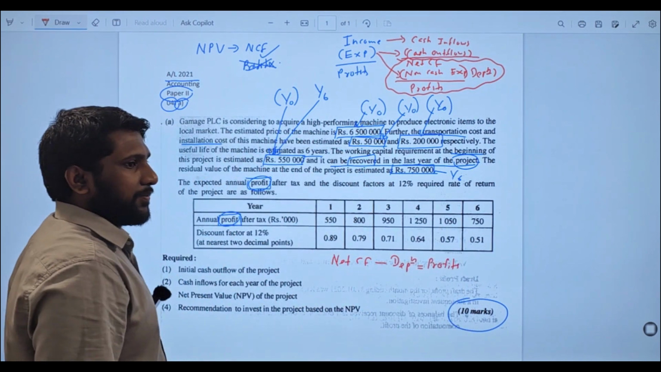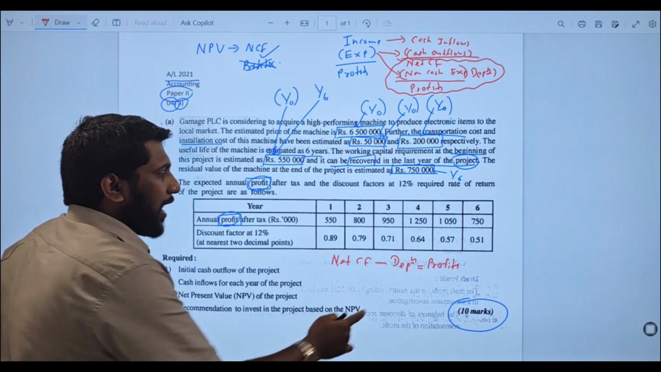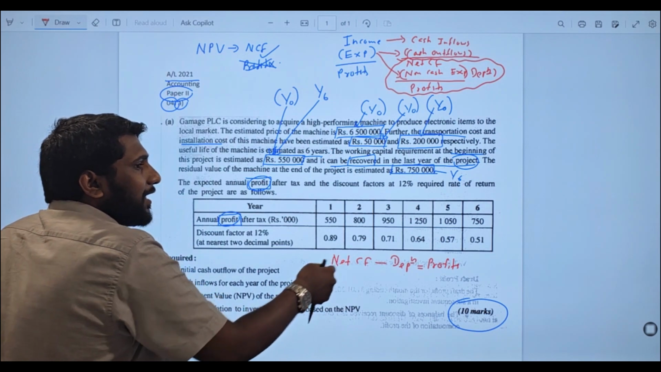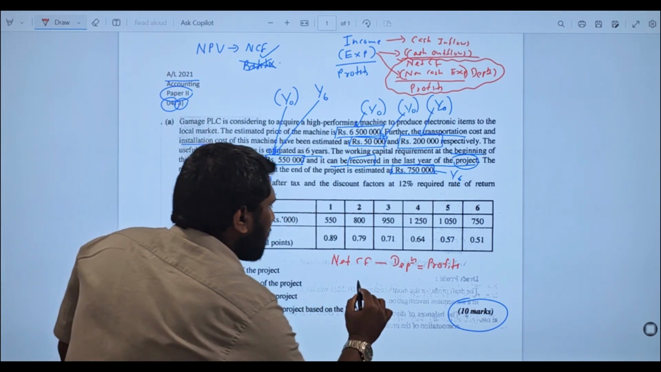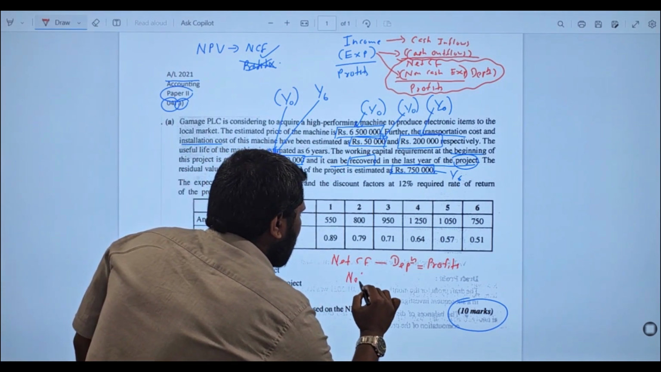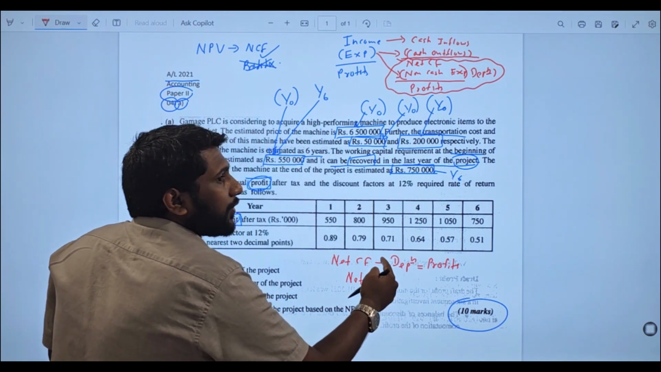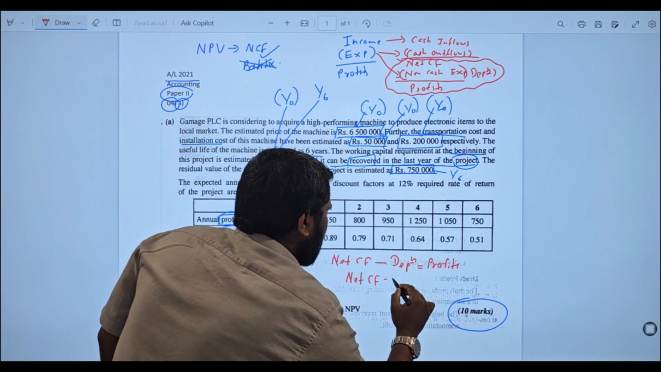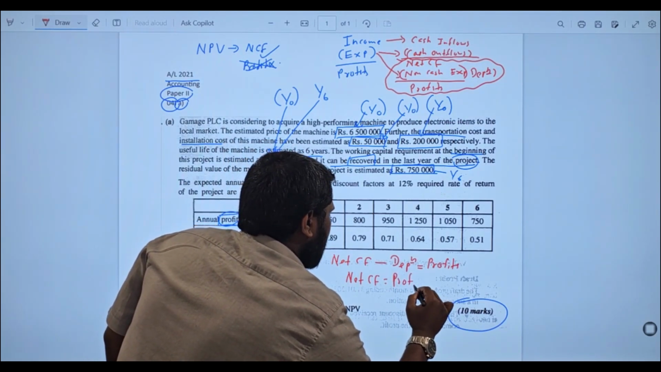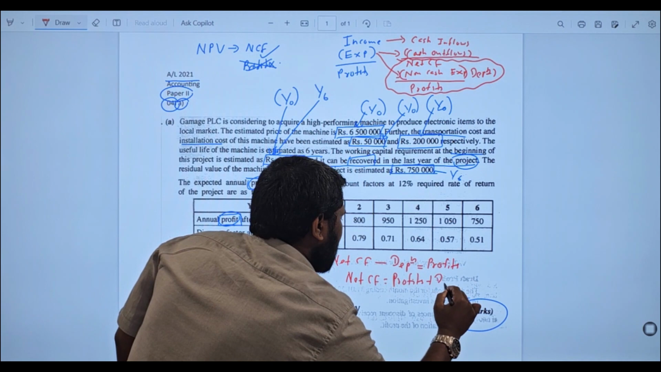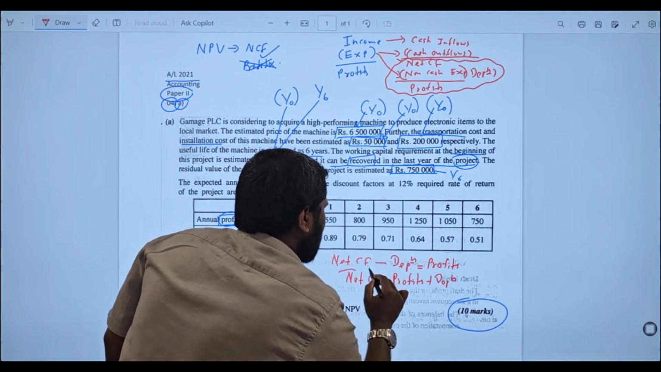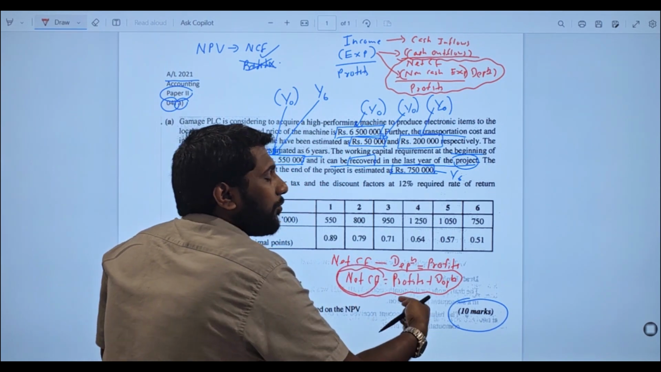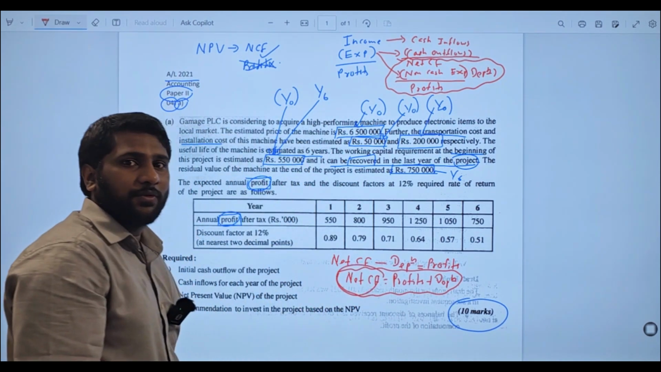So in this question, they have given the profits, but I need the net cash flows. To get them, you have to take the depreciation, which is the non-cash expense, to the other side. So net cash flow equals profits plus depreciation. This is how the formula to find the net cash flow was created.